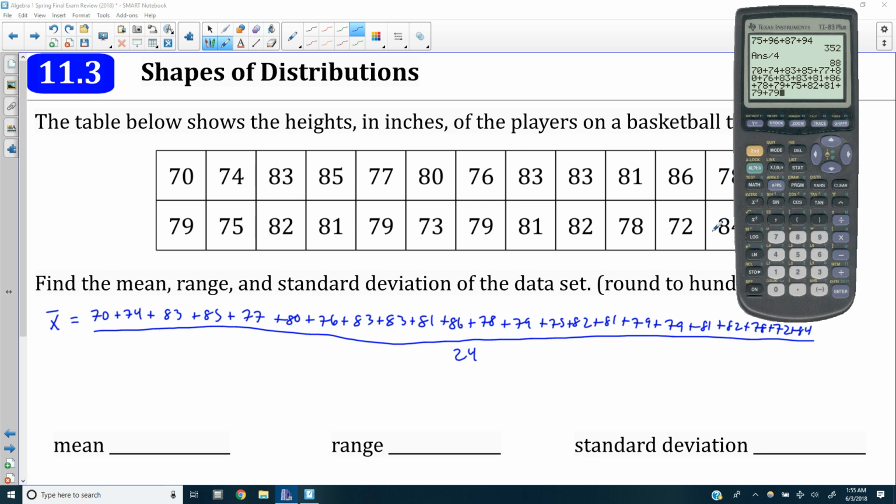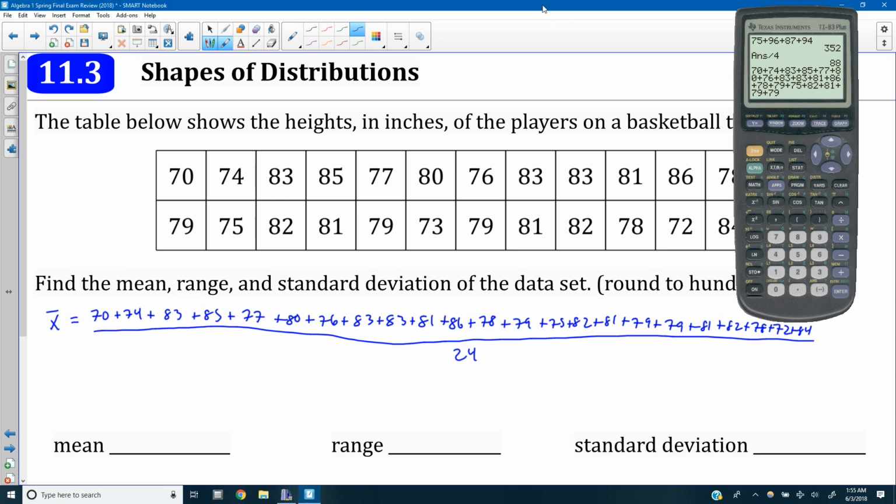Ooh, I have a typo. Hang on. Or not a typo. There's a number I missed that I left out. I left out a 73. Hang on, let me count my numbers here. 1, 2, 3, 4, 5, 6, 7, 8, 9, 10, 11, 12, 13, 14, 15, 16, 17, 18, 20, 22, 23. Yes, I'm missing a 79 or a 73 in between these two 79s right there.